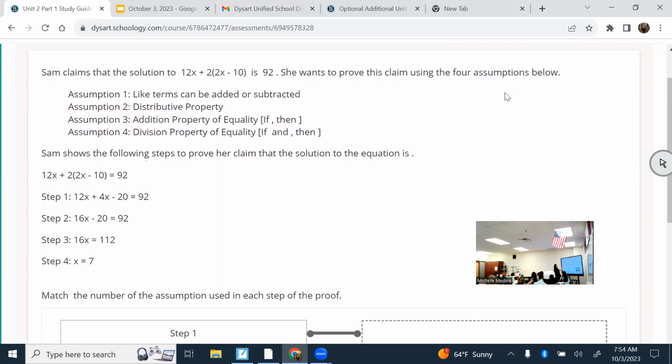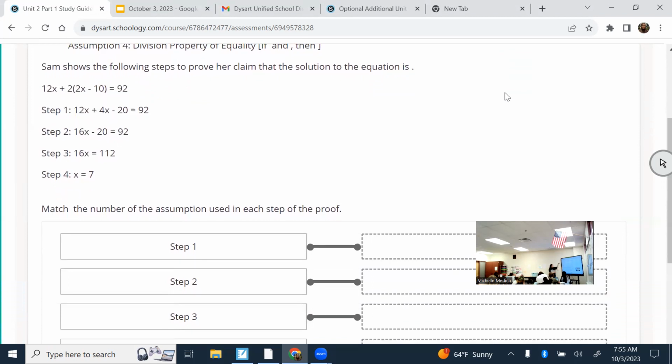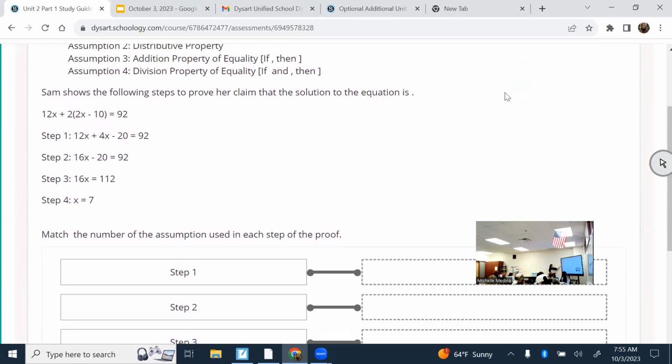Sam chose the following steps to prove her claim that the solution to the equation is 92. So here's her steps. You're going to match the number of the assumption used for each step in the proof. So if this is my given, so here's my original problem. What did she have to do to go from step 1 or from the given to step 1?